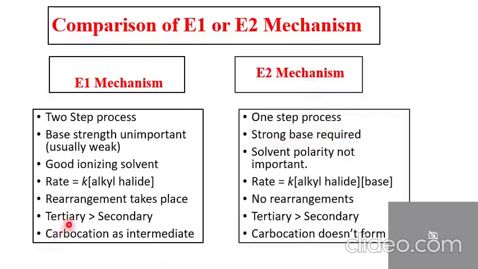Now, there is a solvent effect also. If a solvent is ionizing, meaning polar in nature, then it is good for the E1 mechanism, and the rate of reaction will be faster. Why? Because in E1 carbocation is there as an intermediate. Carbocation formation is the first step. And if that carbocation gets solvated by the polar solvent, then the carbocation stability will be more, energy required will be less, and the reaction takes place fast.